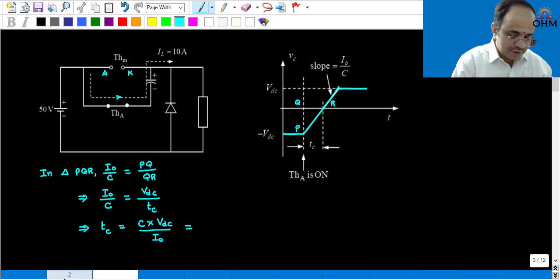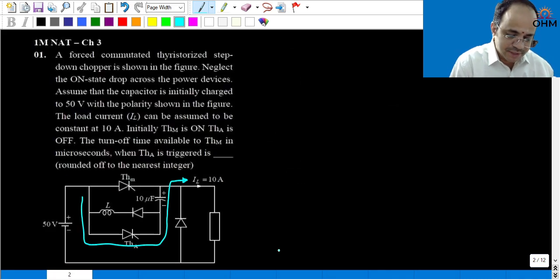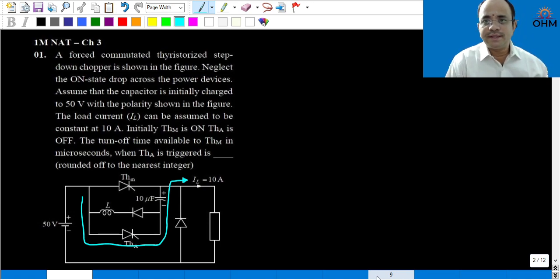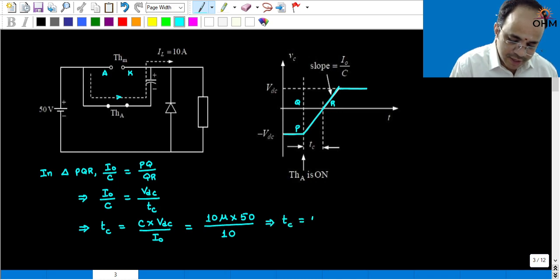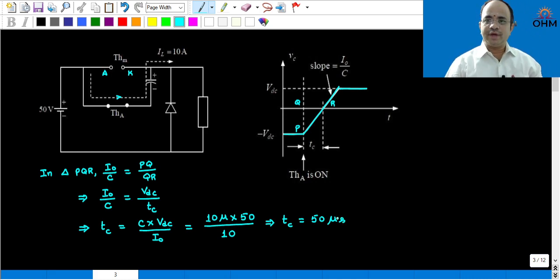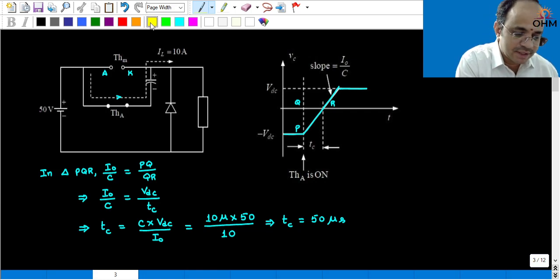Now by substituting the data, the capacitance value is given as 10 microfarad, the source voltage is given as 50 volt, and the load current is given as 10 ampere. So 10 microfarad multiplied by 50 volt divided by 10 ampere. So 10 and 10 will cancel. We will be left with a circuit turn off time of 50 microsecond. Okay, so this is the answer for the question.